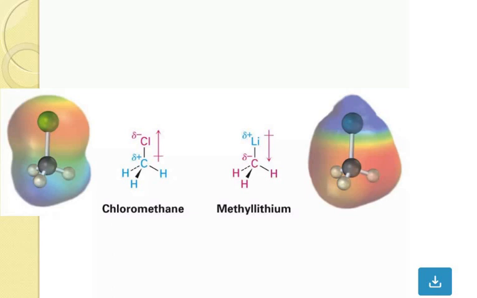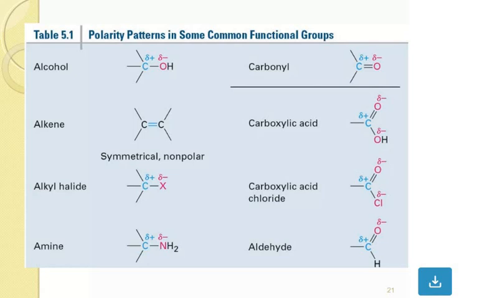is from lithium to carbon. So, polarity patterns in some common functional groups you can see: in alcohol, carbon partially positive, O partially negative; alkene, symmetrical, nonpolar; alkyl halide, carbon partially positive, X partially negative; amine, partially positive carbon, partially negative nitrogen; carbonyl, partially positive carbon, partially negative oxygen; carboxylic acid, partially positive carbon and two partially negative oxygens; carboxylic acid chloride.